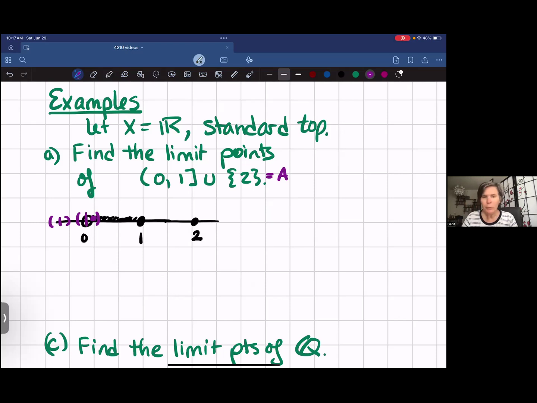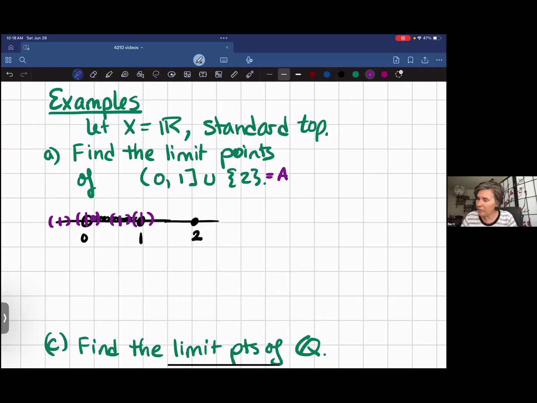What about points between 0 and 1? If I take a random point between 0 and 1 and I look at an open interval about it, will that open interval have points of A other than the one that I started with? Yeah, it'll have a lot of points of A. So all the points inside that interval are limit points. What about 1, the other endpoint? If I draw an open interval around 1, will it have to touch points of A other than 1? We already know 1 is in the interval, but other than 1.